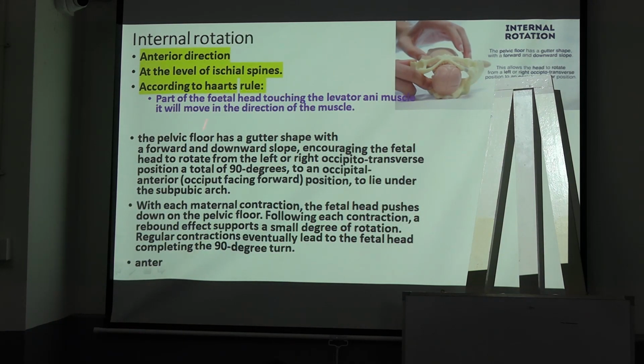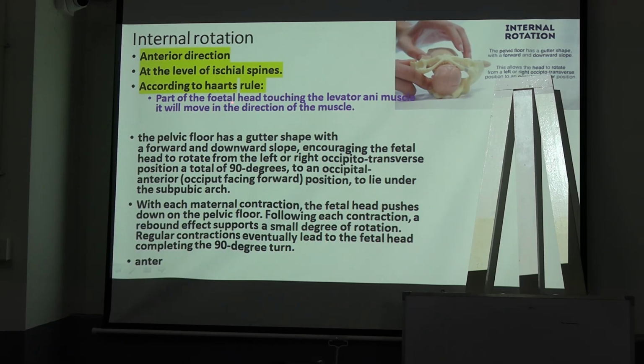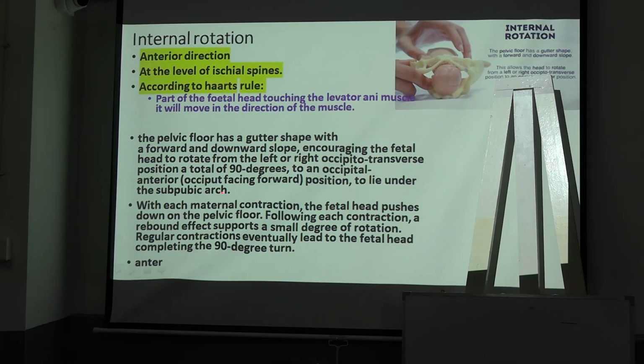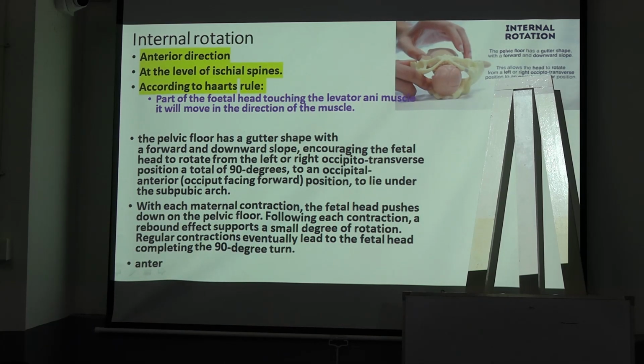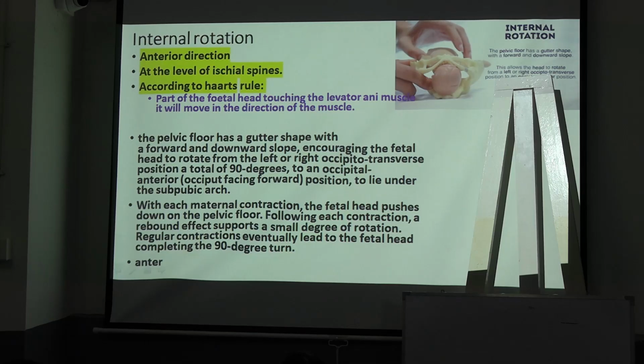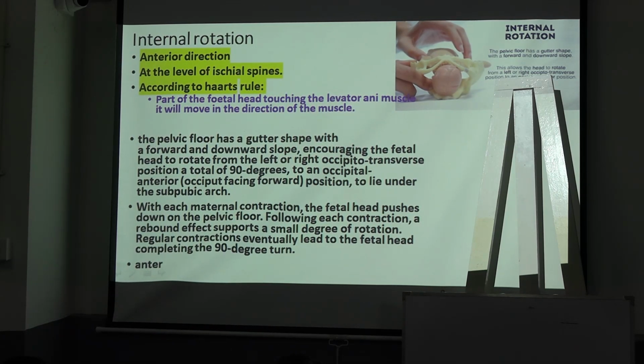Now this is the internal rotation. It always occurs in the anterior direction because of the direction of the muscle fibers of the levator ani, and it occurs at the level of the ischial spine. And according to Hart's rule, what is the rule? The part of the fetal head touching the levator ani muscle will always move in the direction of the muscle fibers. So the internal rotation always occurs anteriorly, in the direction of the muscle fibers, never posterior. It never rotates the opposite way.